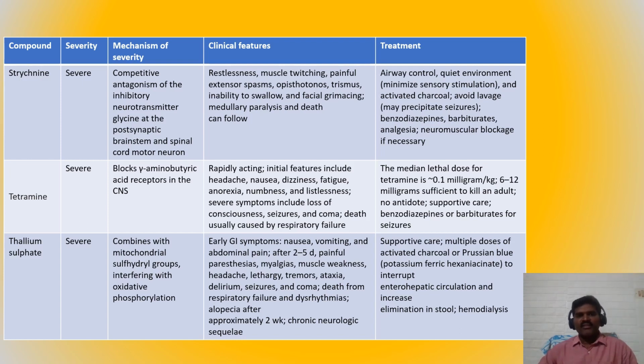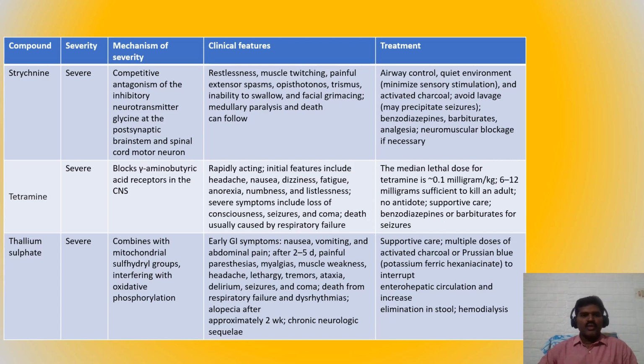completely in another video. Restlessness, muscle twitching, painful extensor spasms, opisthotonus, trismus, inability to swallow and facial grimacing, medullary paralysis and death can follow. Early airway control and a quiet environment for the patient, just like how you treat a tetanus patient. Activated charcoal, and usually lavage should be avoided. Benzodiazepines to control aggressiveness, barbiturates, analgesia, and neuromuscular blockade may be necessary in the treatment.